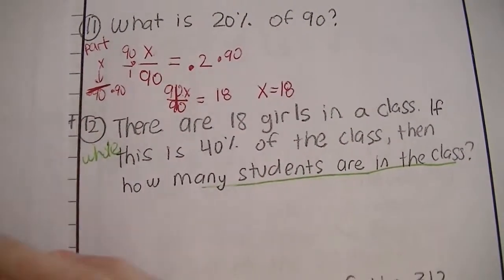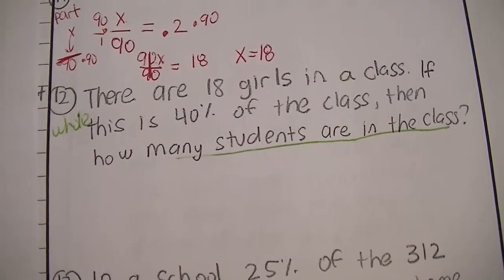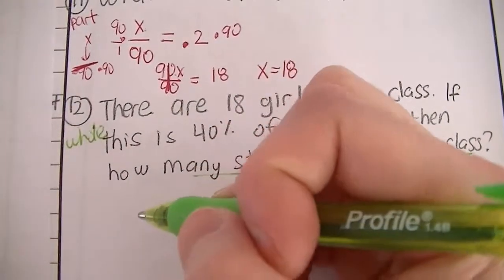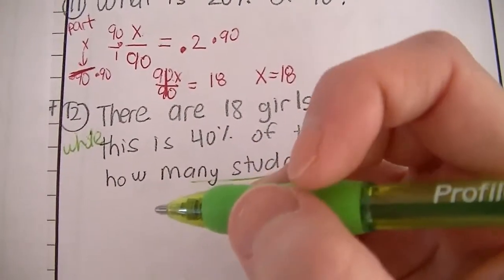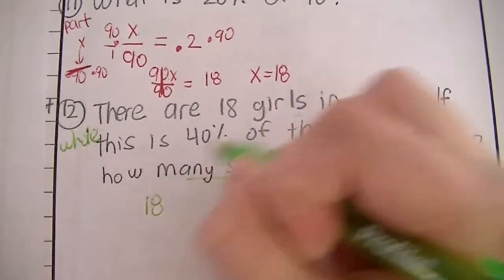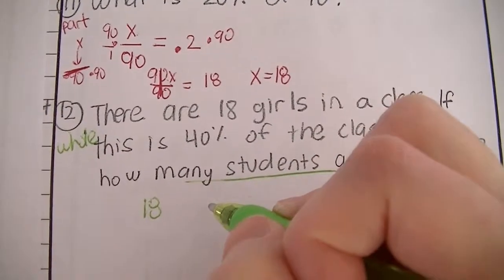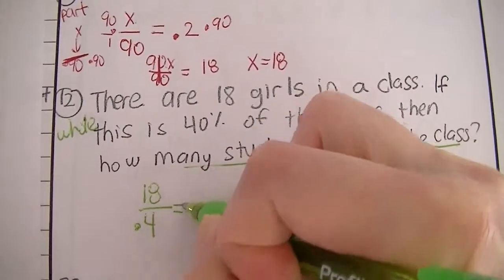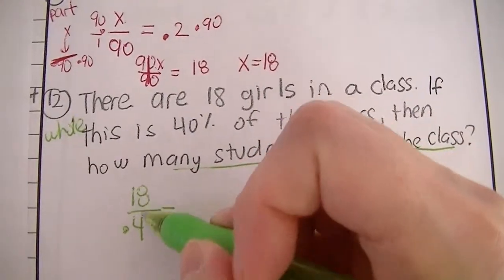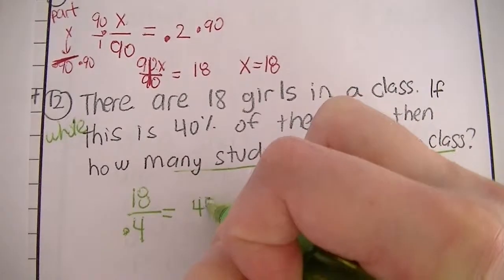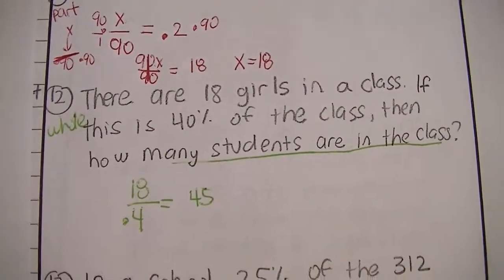Okay, so use the equation that you like the best. I'm just going to pick one in my head, and that's what I'm going to use, but we should have the exact same answer. So I'm going to go part, 18 girls in the class, divided by the decimal version of the percent. That's going to give me the whole. So 18 divided by 4/10 is going to give me 45. There's 45 students in the class.